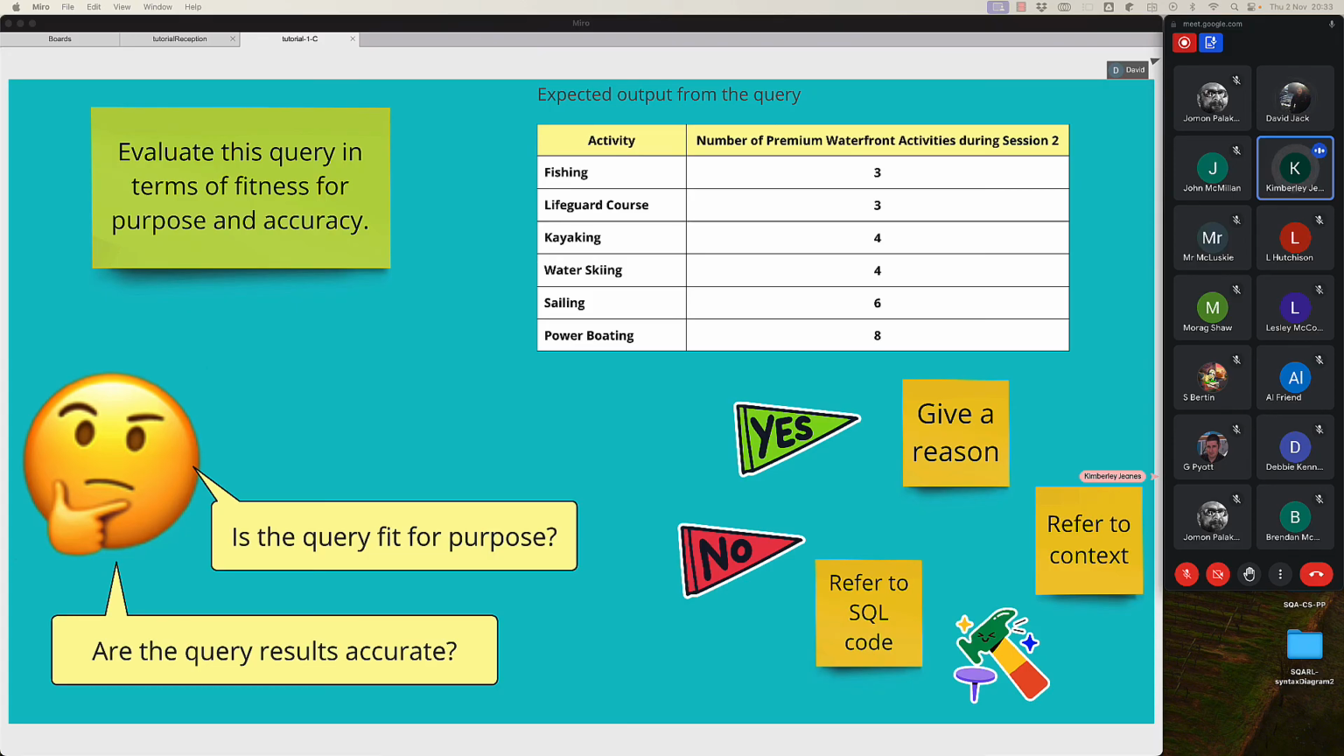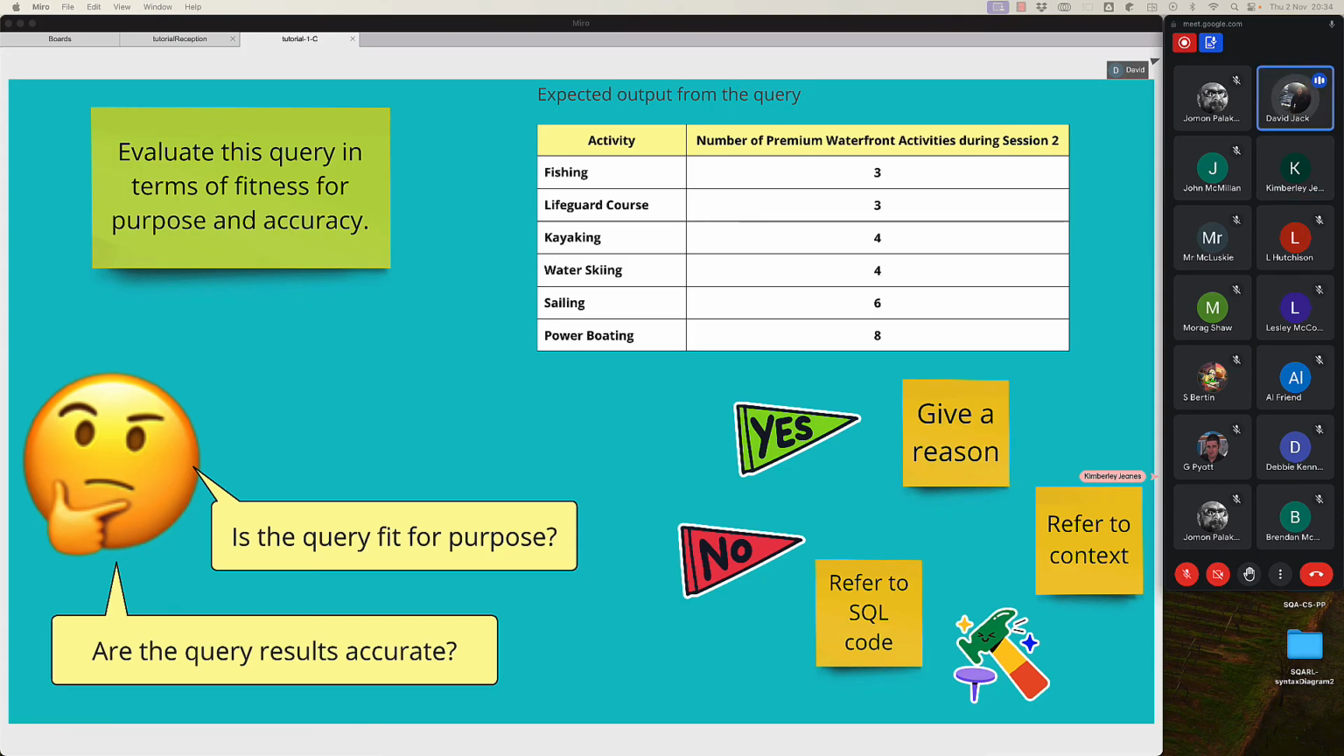So how about this? Okay. I would be expecting my kids to say something along the lines of, okay, the query is not fit for purpose because it doesn't have an order by clause to arrange the rows of the answer table, so the least popular activities first, with the activities equally popular listed alphabetical to show the complex sort.